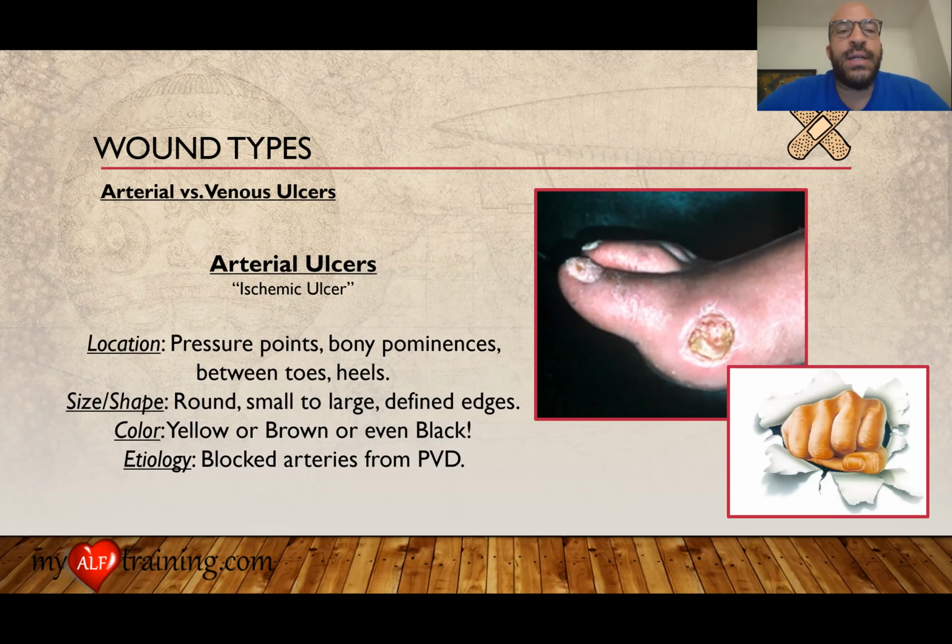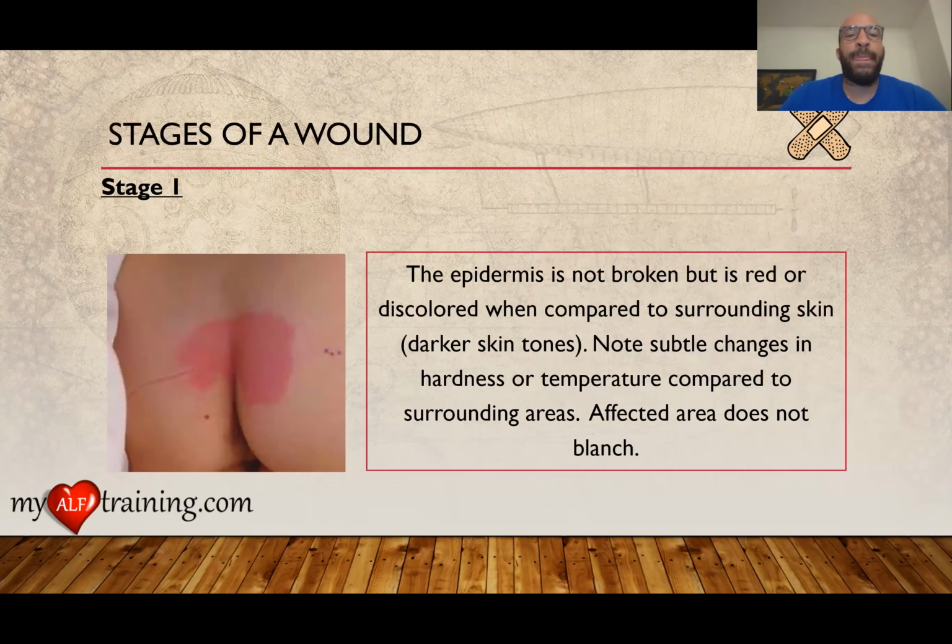Now, unlike the venous ulcer, arterial ulcers are much less frequent and occur in less than 10% of all leg ulcers. So we talked about the difference between arterial and venous. So now we're going to talk about the stages of a wound.